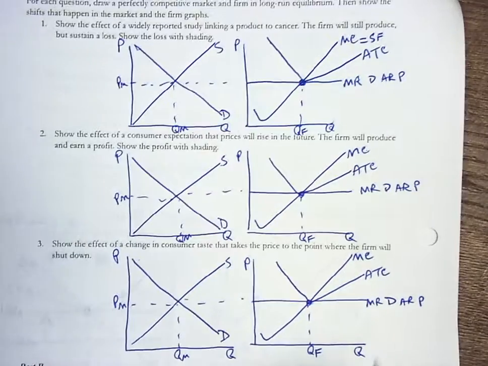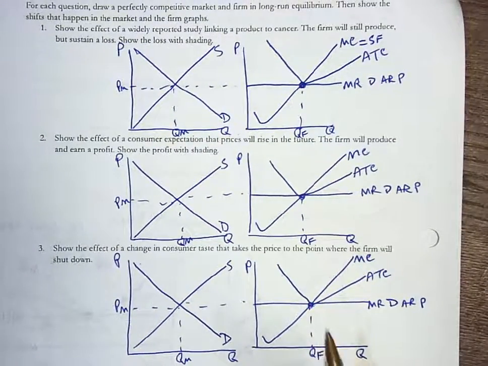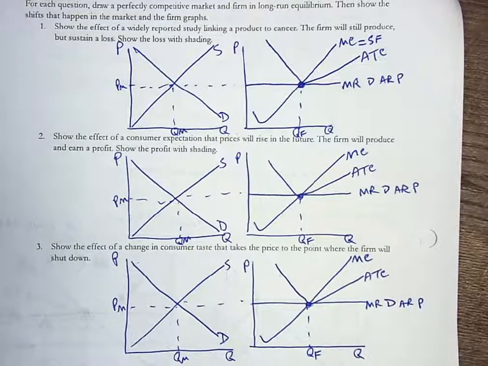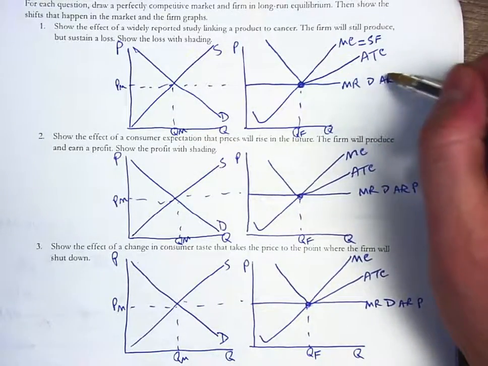Now, we aren't going to put AVC on until the end, and I'll explain why, because it's actually a little bit easier to wait until the end to put that on. But we know that AVC would come down and then go back up again.